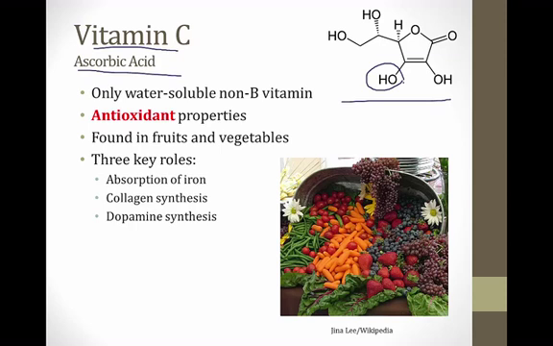Just like we discussed before for beta-carotene, vitamin C has antioxidant properties. It can protect against free radical damage, and there's some evidence that it may reduce risk of cancer or other diseases, although this has never been definitively shown in clinical trials. You can find vitamin C in fruits and vegetables, and it has three key roles in metabolism that we'll discuss. The first one is absorption of iron, the second one is collagen synthesis, and the third one is dopamine synthesis.